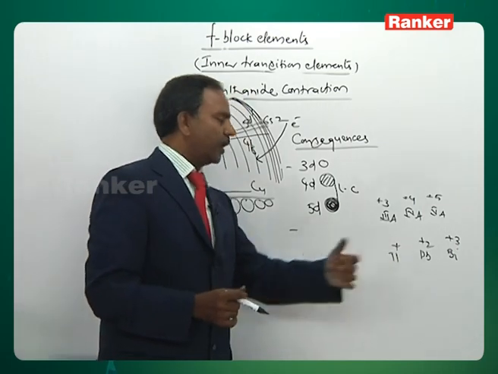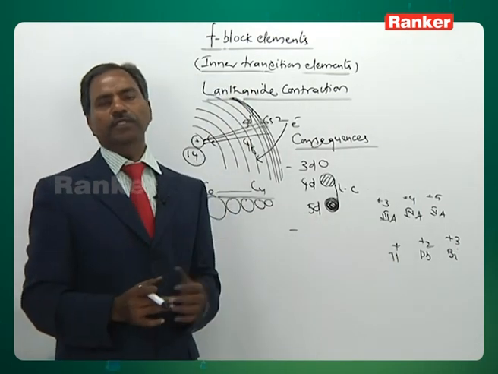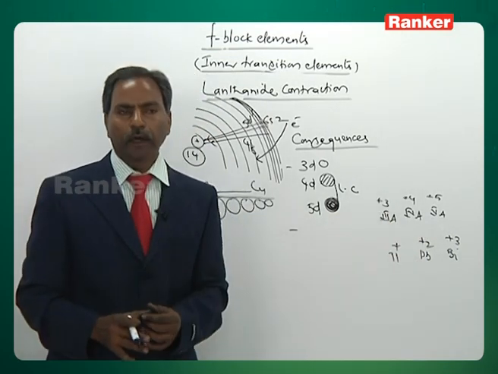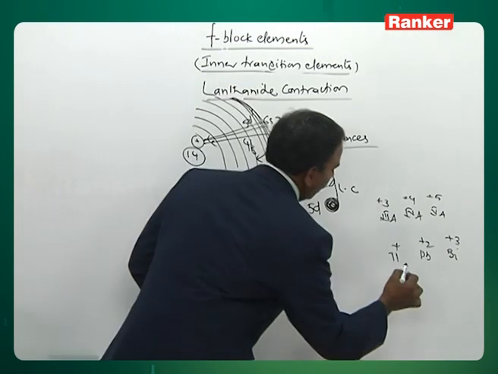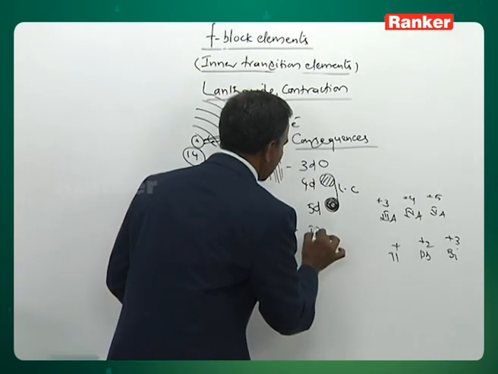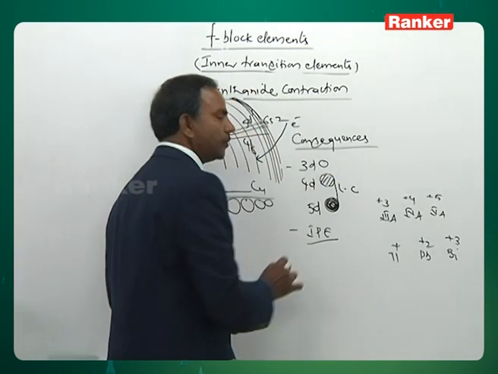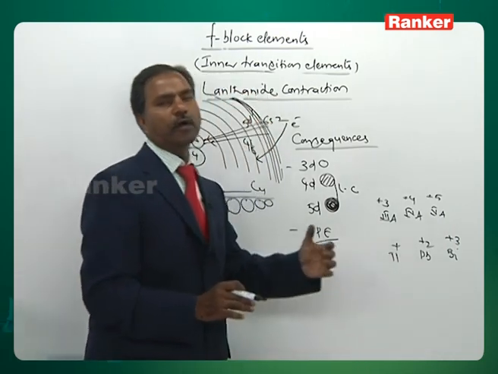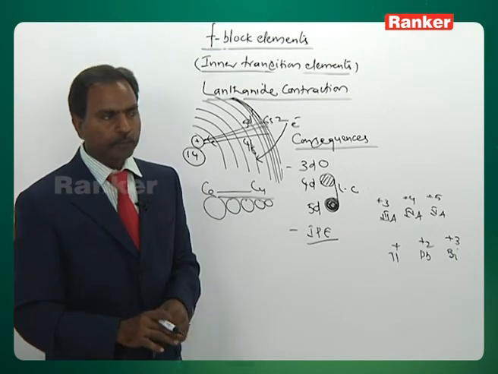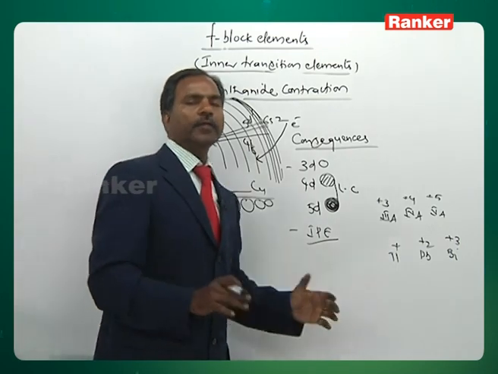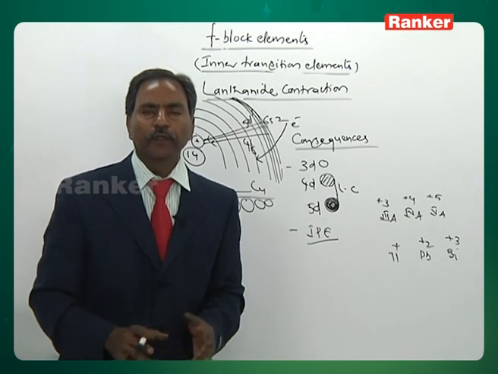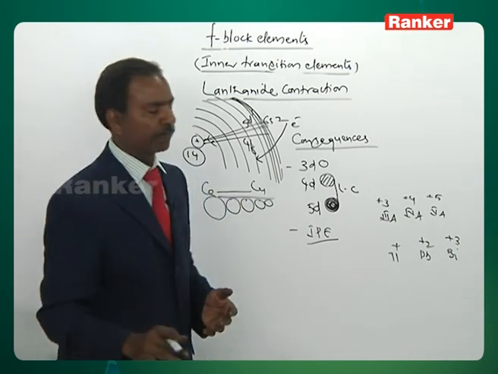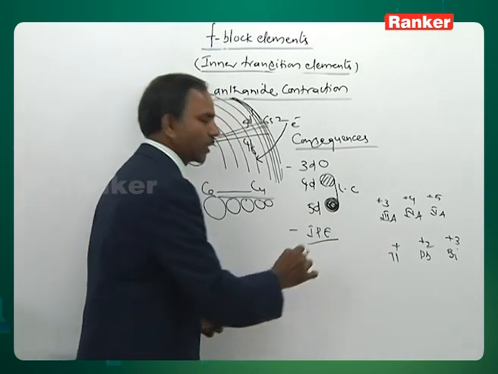Look at here, thallium, lead and bismuth, their stable oxidation states are +1, +2 and +3. This is due to what reason? Inert pair effect. These three elements exhibit lower oxidation numbers than their group numbers. This is what we call the inert pair effect. The inert pair effect exhibited by thallium, lead and bismuth is due to the lanthanide contraction effect.